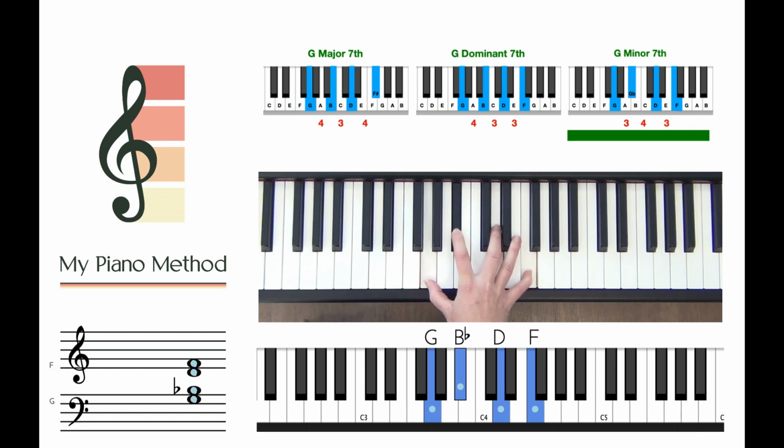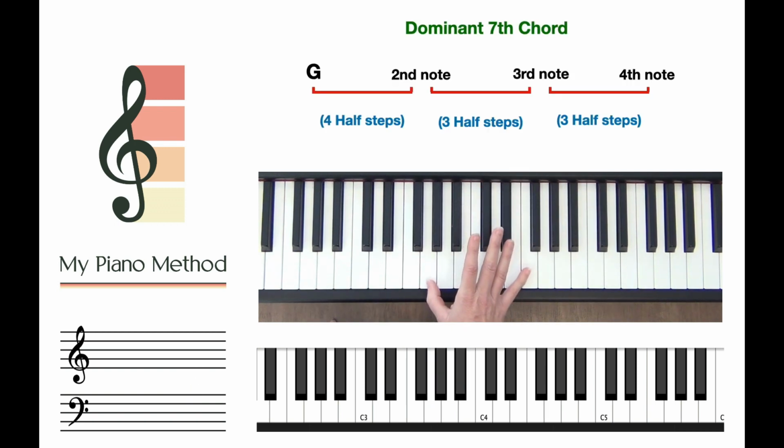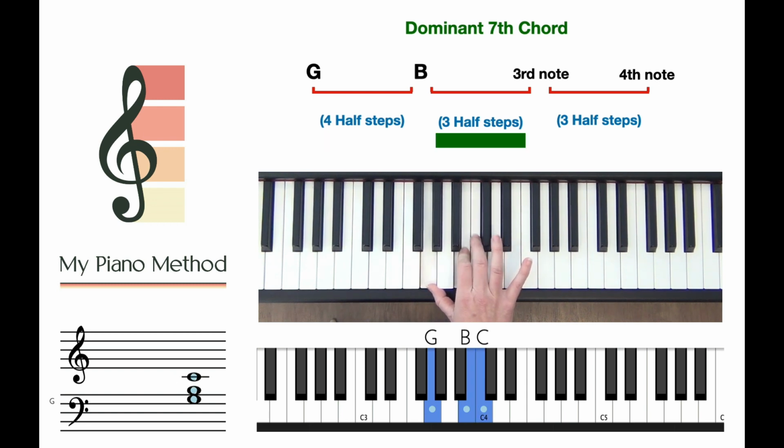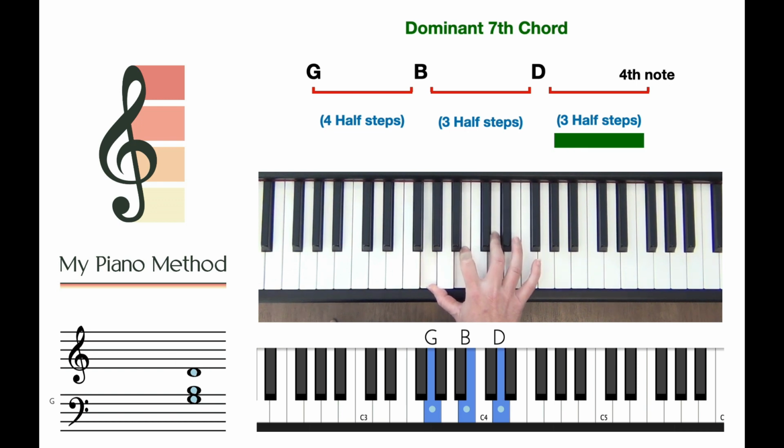But if you can't remember that, you just go back to our formula. So we've got our root note of G. Let's make the dominant 7th chord. So we move up 4 half steps, 1, 2, 3, 4. Followed by 3 half steps, 1, 2, 3. Followed by 3 half steps, 1, 2, 3. Here is our dominant 7th chord on a G.